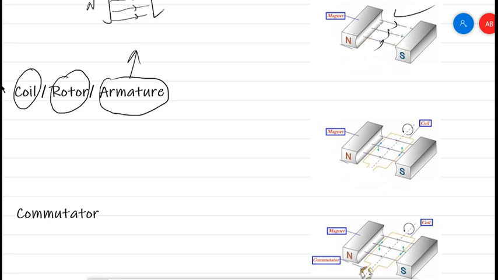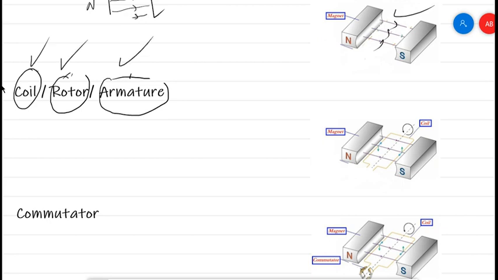If in the question language they're using the word armature, then you use armature, don't use rotor or coil. But if they're using rotor, then don't use the word armature or coil, but use rotor. Okay? But if they're not mentioning, then it's up to you. You can say coil, you can say rotor, you can say armature.